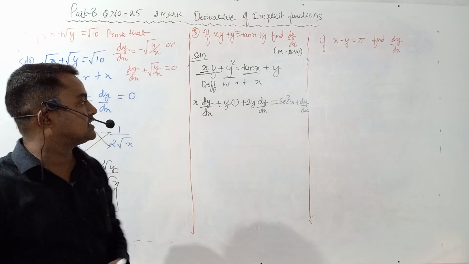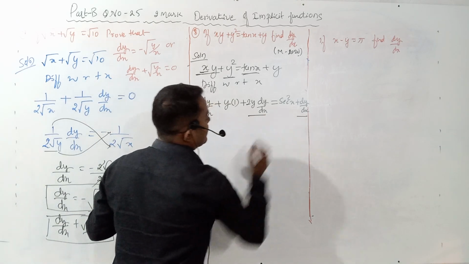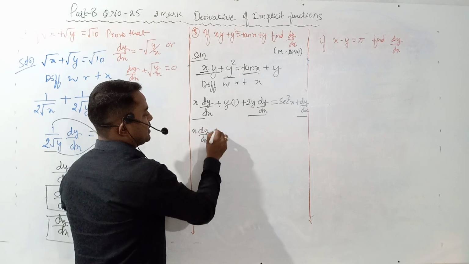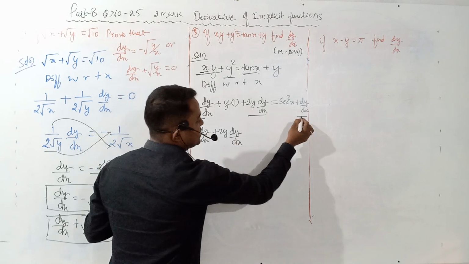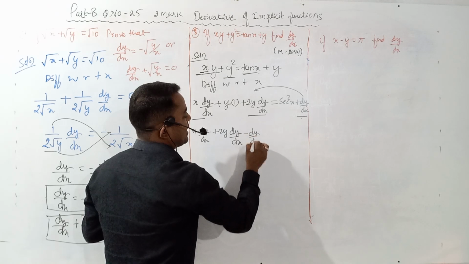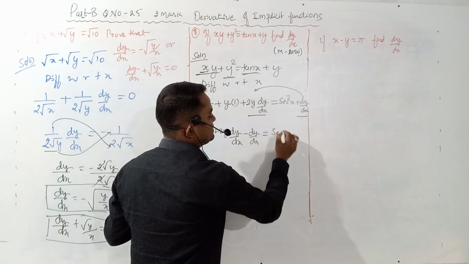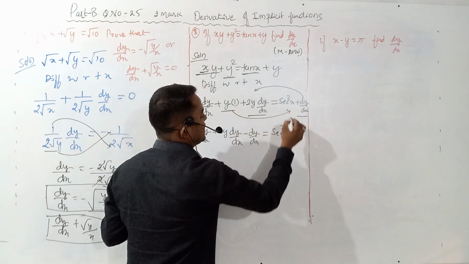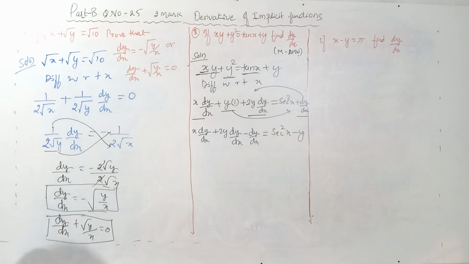Dy by dx. Now writing the dy by dx terms on one side, that is x dy by dx plus 2y dy by dx, and bring this term dy by dx to the left hand side. It will become what? Minus dy by dx is equal to sec square x as it is. Now y into 1 is what? y. This term goes to the right side. It will become what? Minus y. Yes.